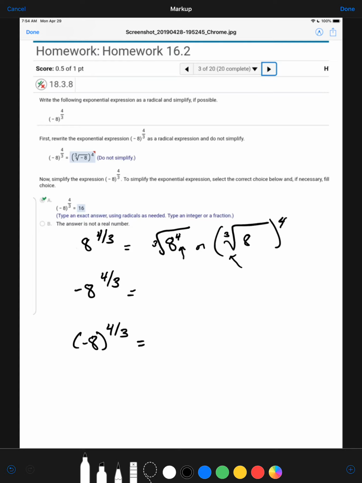In practice, when I do them, I like this version better because I like to take the root first and make my number smaller before then taking it to a power and making it bigger again. But it really doesn't matter.